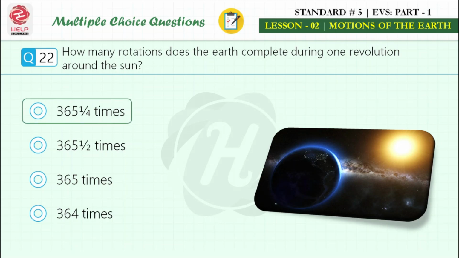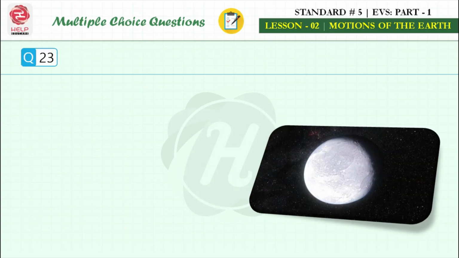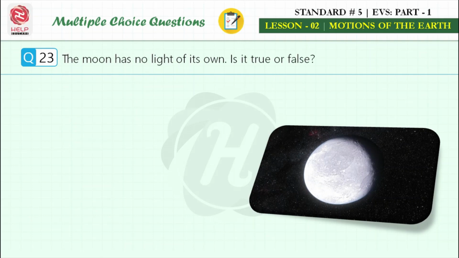Correct answer is 364.25 times. Question number 23. The moon has no light of its own. Is it true or false? First option, true. Second option, false.